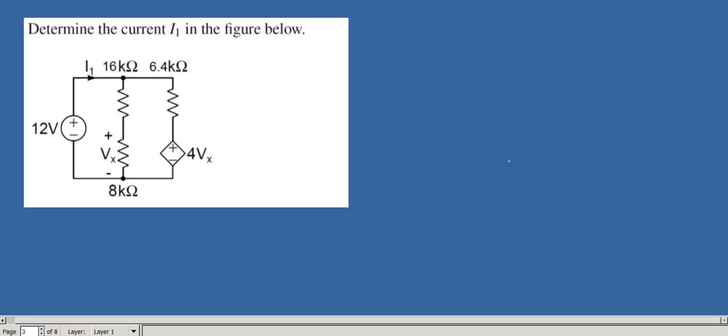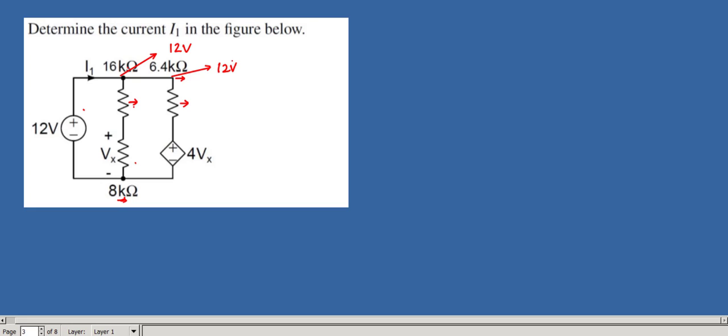From this you can say this 16 kilo ohms represents this resistance, 6.4 kilo ohms represents this resistance, and this 8 kilo ohms represents this resistance. The meaning of that is they are placed on top. Here this 12 volts is applied in parallel to these two branches. This is one branch, this is the second branch, this is the third branch. This 12 volts is the same for this branch and this branch. So here this node voltage is 12 volts and this node voltage is 12 volts.